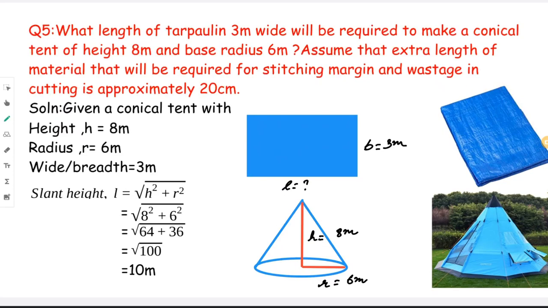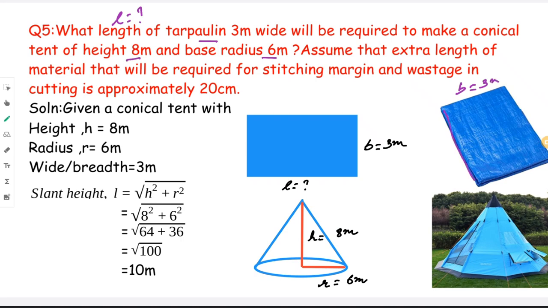Question number 5. What length of tarpaulin 3 meter width would be required to make a conical tent of height 8 and base radius 6? So that's going to find the length of the tarpaulin. When you look at this tarpaulin, they've given us the breadth. They're asking us to find the length.